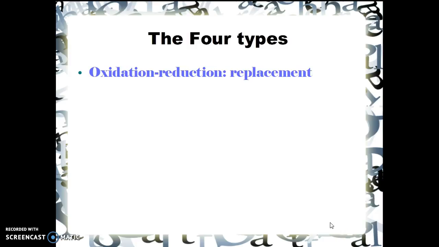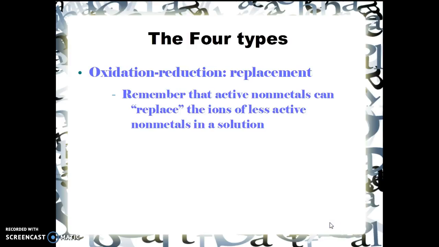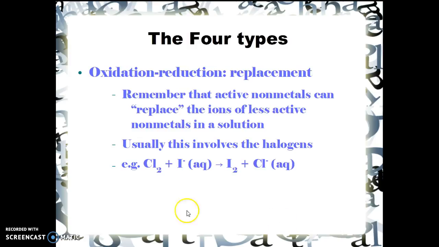Another kind of replacement that we've run into is different. Active nonmetals can replace the ions of less active nonmetals in a solution, just like the metals can. Usually we're running into this with halogens: chlorine, bromine, and iodine. For instance, if you take chlorine water, chlorine dissolves in water, and you shake it up with, say, potassium iodide solution, you will get iodine, the element, and the chlorine turns into chloride ions.